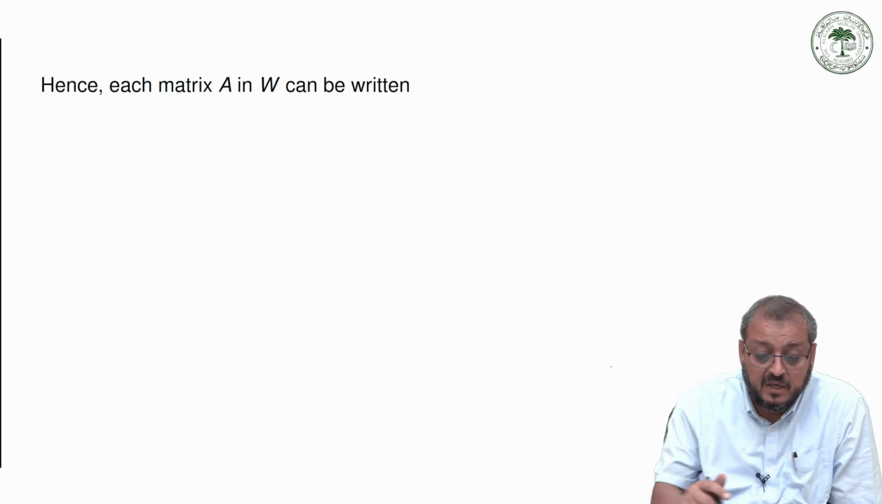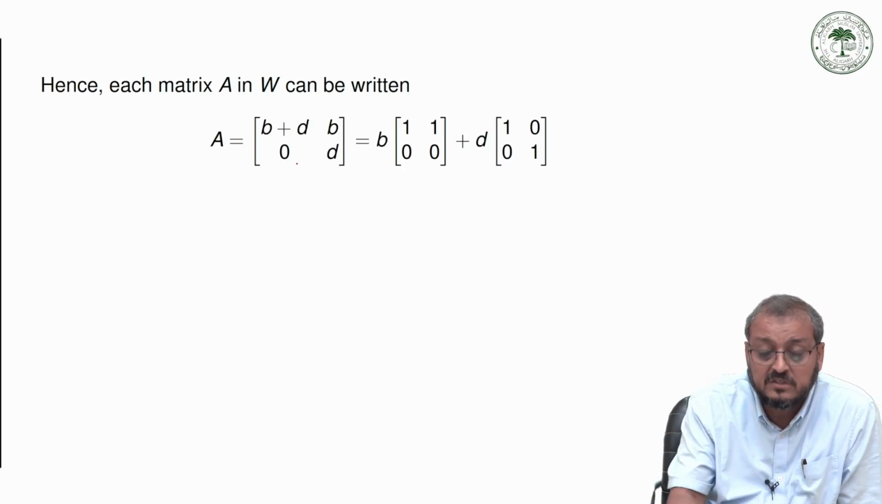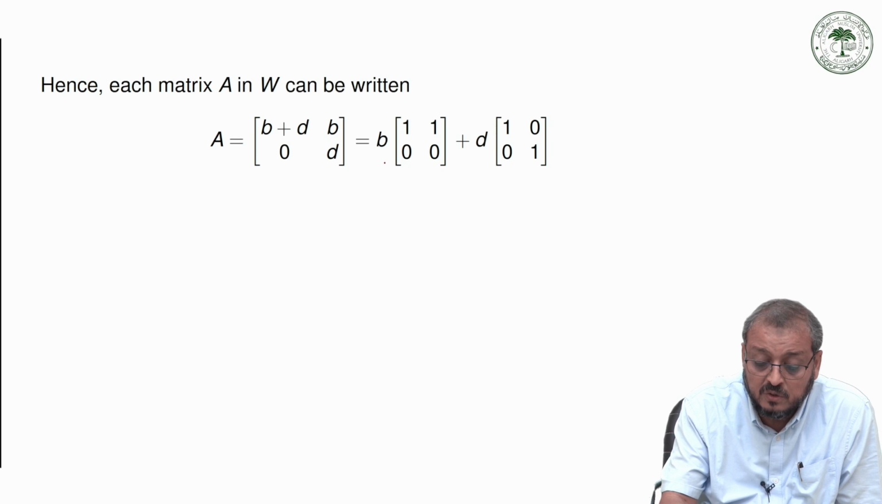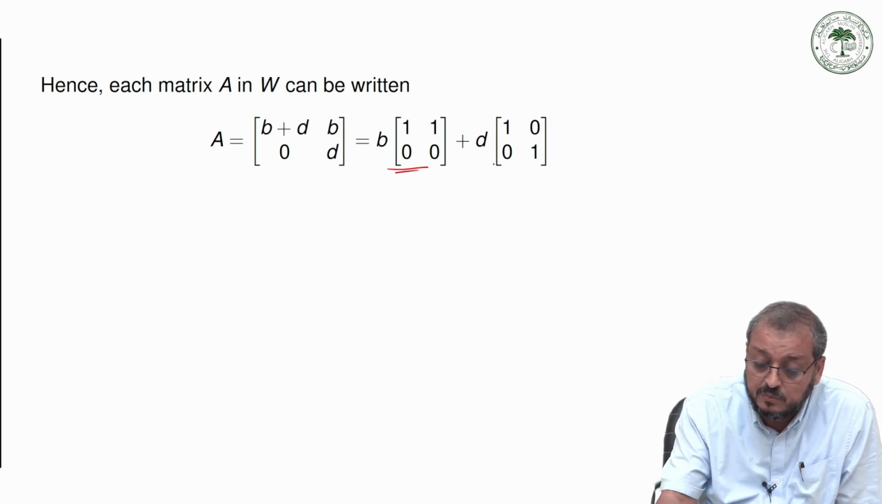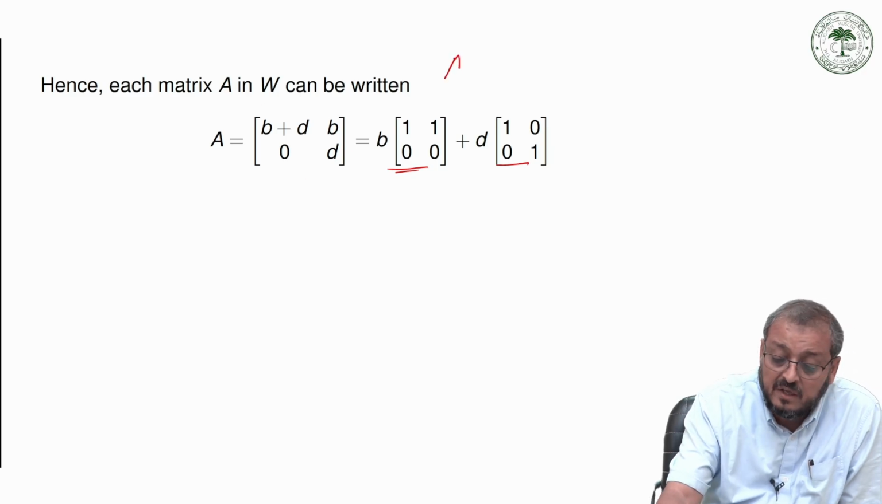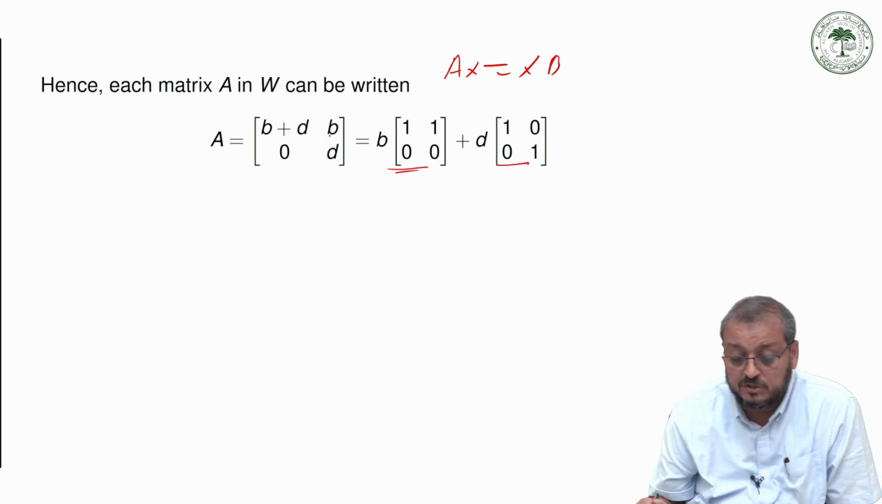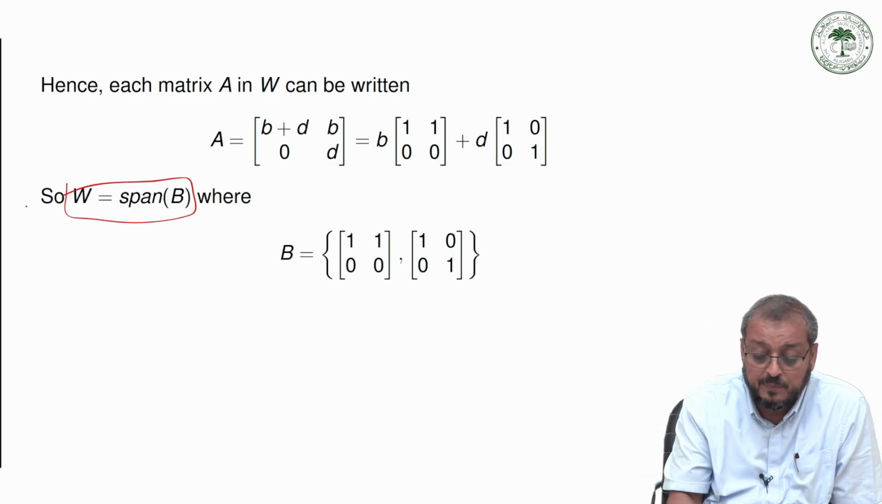So this means each matrix of A can be written in the form of B plus D, B and 0, D. So we take this matrix. Now clearly this matrix, with the condition AX is equal to XB, is generating this. So W is equal to span of B.